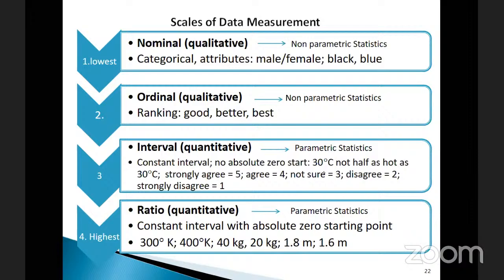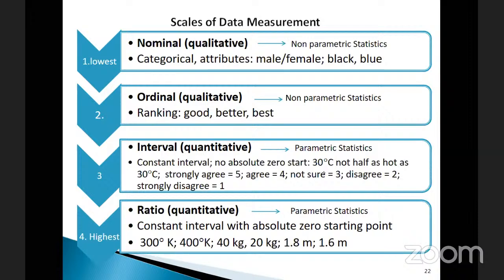The third level is interval, which is quantitative. Because it's quantitative, we use parametric statistics in the analysis. Here you have a constant interval, but no absolute zero starting point. I have given an example. If you have 30 degrees centigrade and 60 degrees centigrade, 30 degrees is not half of 60 degrees if you are looking at how hot the two systems are.